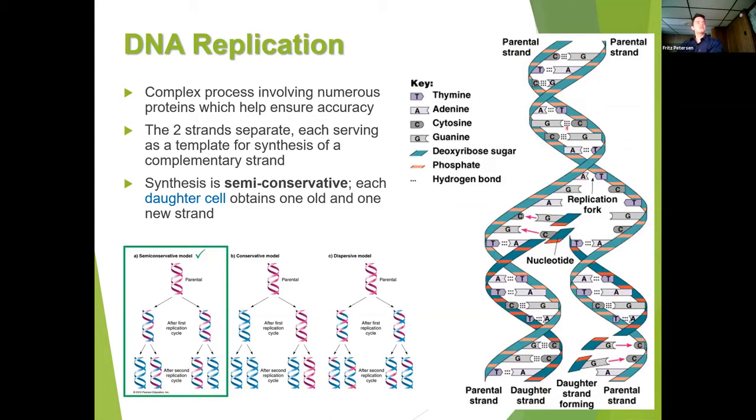So each of these parental strands will end up serving as a template for a new daughter strand that's forming. Once replication and cell division are complete, one parental strand will end up in one daughter cell and the other will end up in the other daughter cell, in what is termed a semi-conservative model. DNA synthesis is semi-conservative, meaning each daughter cell obtains one old and one new strand.